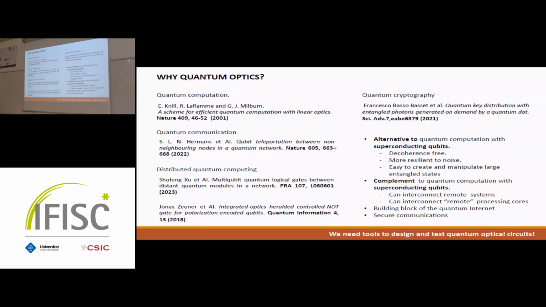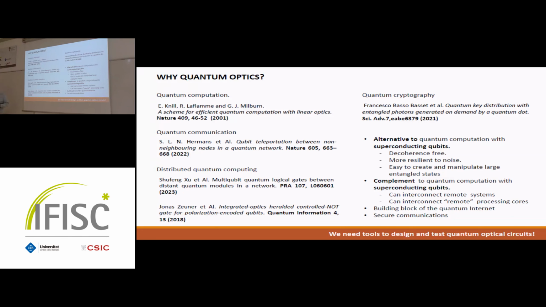The first thing you might ask yourself is why quantum optics? What is quantum optics? Quantum optics is important as an alternative to perform quantum computation with superconducting qubits, because photons are coherent. They are more resilient to noise and are easier to create and manipulate in large entangled states. This paper that I have put here is the first paper that demonstrated that it was possible to do quantum computation with linear optics.